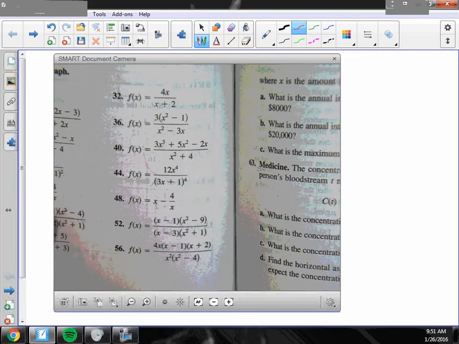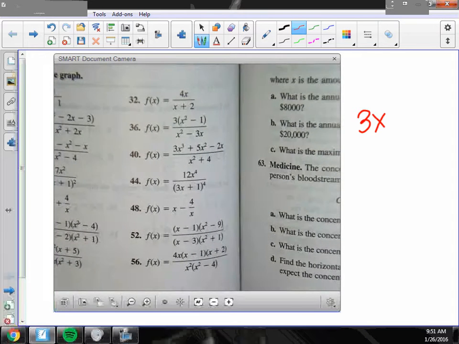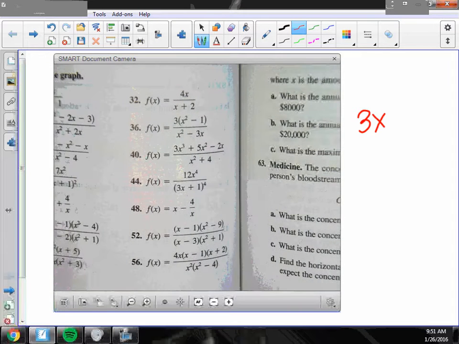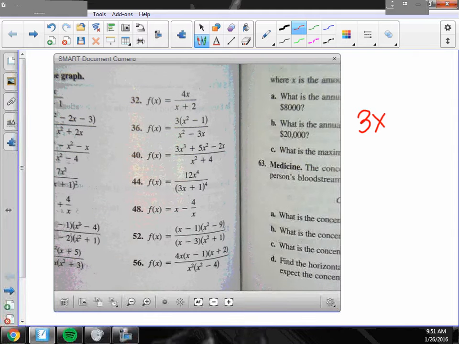Okay? And then when we divide the leading coefficients, we end up with 3x. And 3x is just the slope of the slanted asymptote. And I messed this up the other day, so I apologize. If you want to find the actual equation of the slanted asymptote, you need to use long division and then just throw out the denominator.